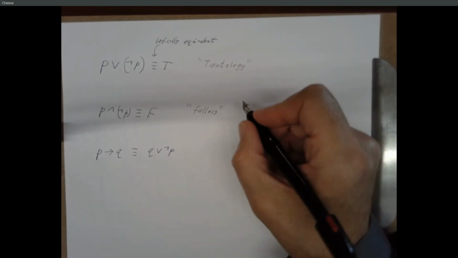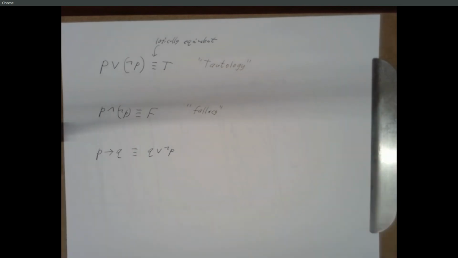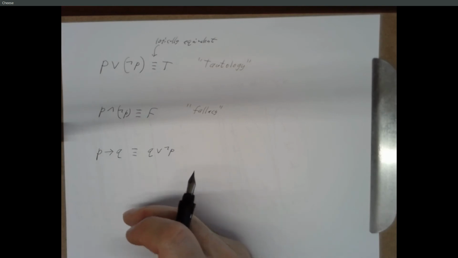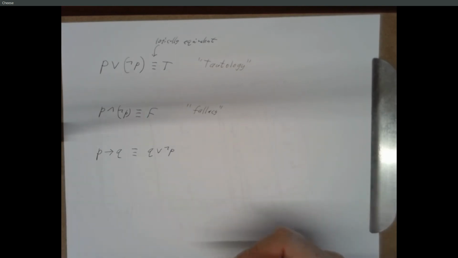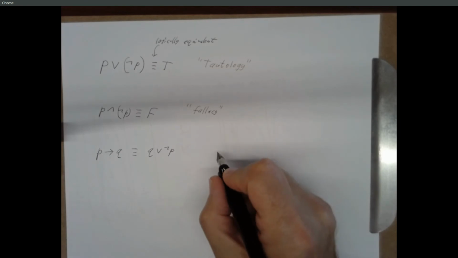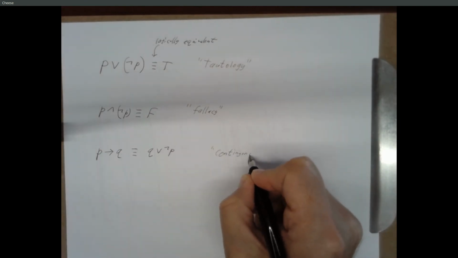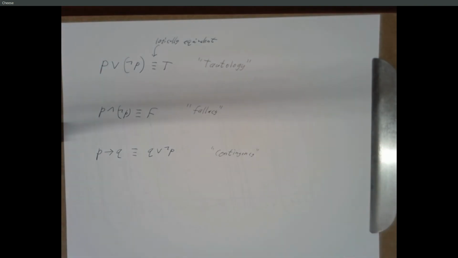Or we could call it a contradiction. Let's call it a fallacy for now. These things that are neither logically equivalent to true or false, but are equivalent to something that depends on the values of the variables, those are called contingencies. So most logic expressions are either true, false, or dependent on the values of the variables.